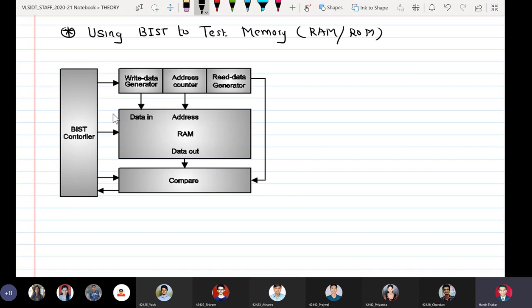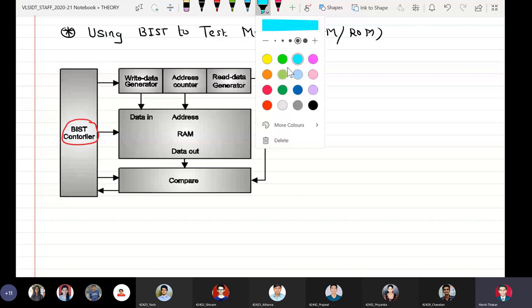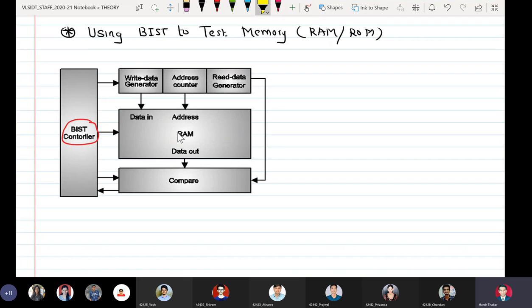Okay, so this is a BIST controller. We have a dedicated section called BIST controller, and you know that because it is RAM, so it has the ability of both read and write. Okay, so it's like this.